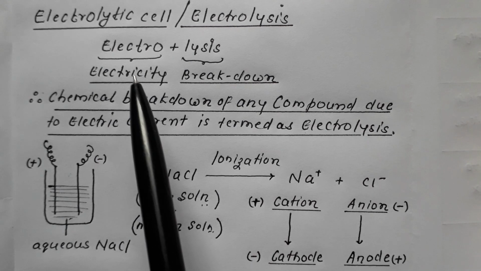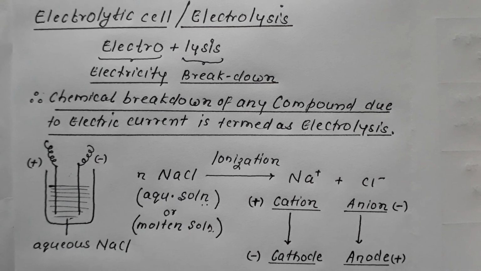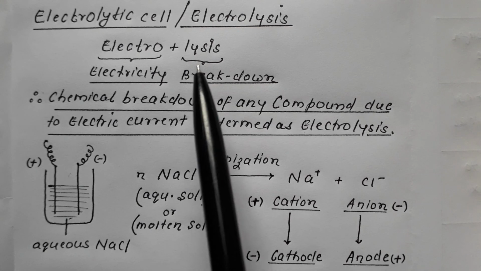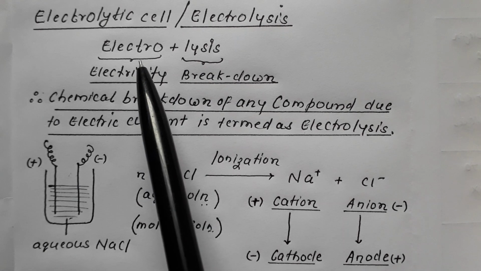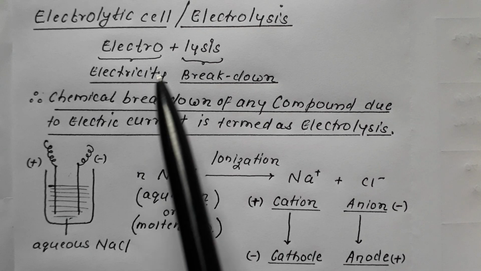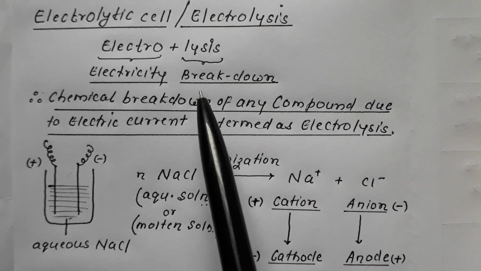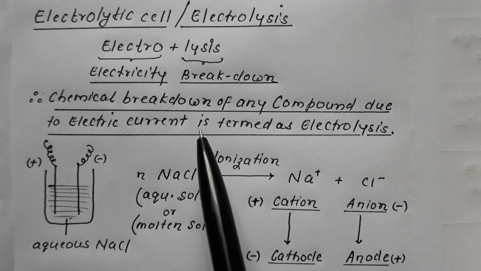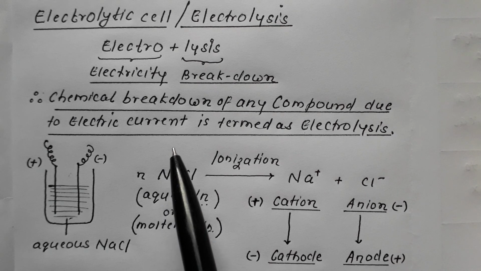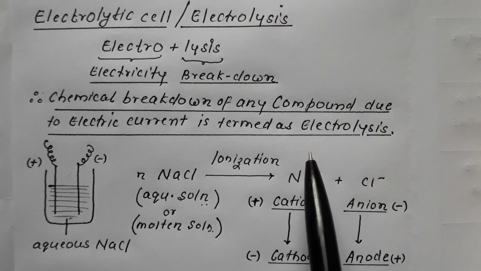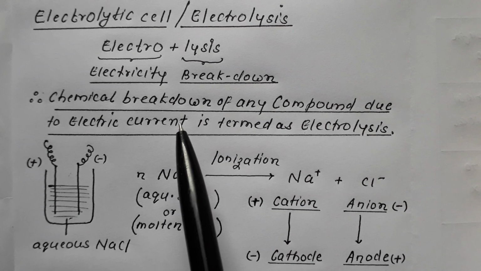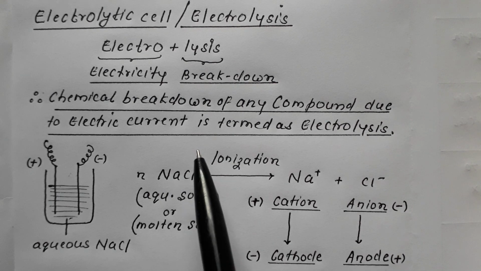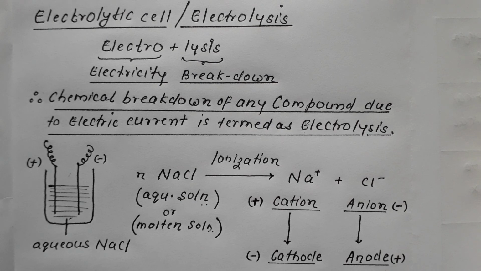The word electrolysis is made up of two words: electro and lysis. Electro has come from electricity and lysis means breakdown. Therefore, we say the chemical breakdown of any compound due to electric current is termed as electrolysis.